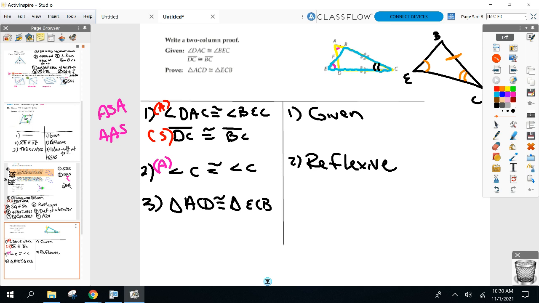Which one are we using? Angle, angle, side. So when they overlap, I highly recommend drawing the triangle out to see if the side or the angles are in between. This makes it very easy on us to see that the side's not in between. So that's an angle, angle, side. Questions?